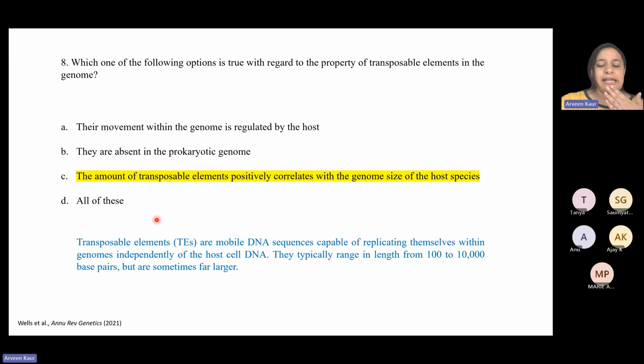So transposable elements are mobile DNA sequences which are capable of replicating themselves within the genomes independently of the host cell DNA. They typically range in length from about 100 to 10,000 base pairs, but sometimes are far larger than that also.